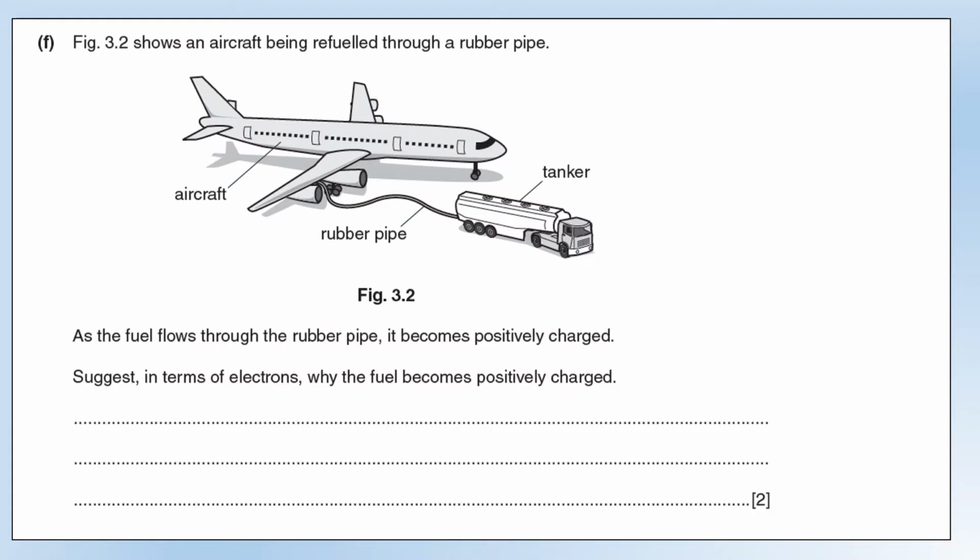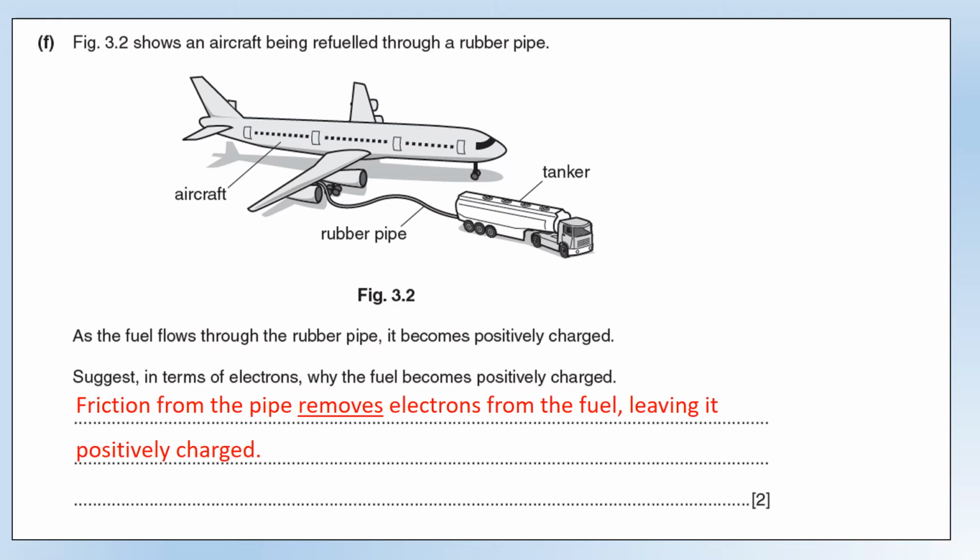So we are now refueling the aircraft through a rubber pipe, and as the fuel flows through the rubber pipe, it becomes positively charged. Suggest in terms of electrons why the fuel becomes positively charged. So you should have seen an experiment where we use some kind of friction to leave objects charged. So what must be happening is friction is acting on the oil as it flows through the pipe, and if it's becoming positively charged, the friction is removing electrons, and that's why it's positively charged.